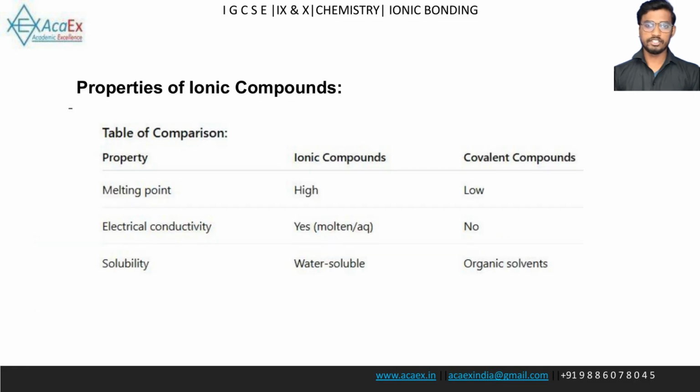Properties of ionic compounds. This slide compares the general properties of ionic and covalent compounds. Melting point. Ionic compounds generally have high melting points, while covalent compounds have low ones. Electrical conductivity. Ionic compounds can conduct electricity when molten or dissolved in water, but covalent compounds do not. Solubility. Ionic compounds are often soluble in water, while covalent compounds are typically soluble in organic solvents.